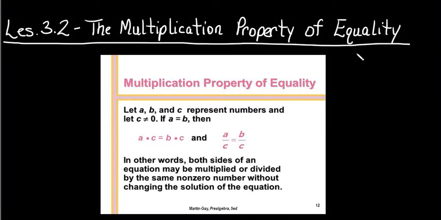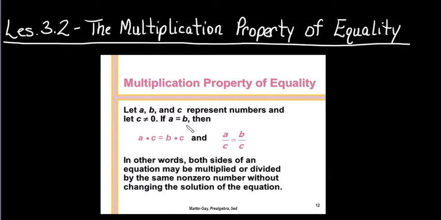All right, in this lesson 3.2, we're going to talk about the multiplication property of equality. It's very similar to the addition property of equality. And this is the fancy way to write it. If you have A, B, and C and they represent numbers, as long as C doesn't equal 0, because we know we cannot divide by 0.